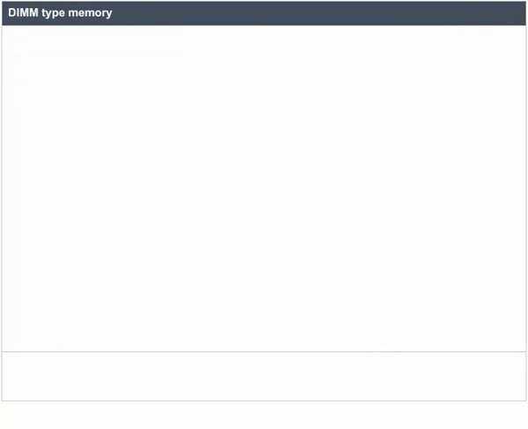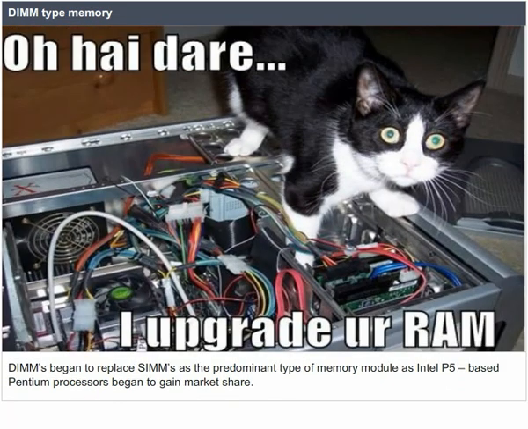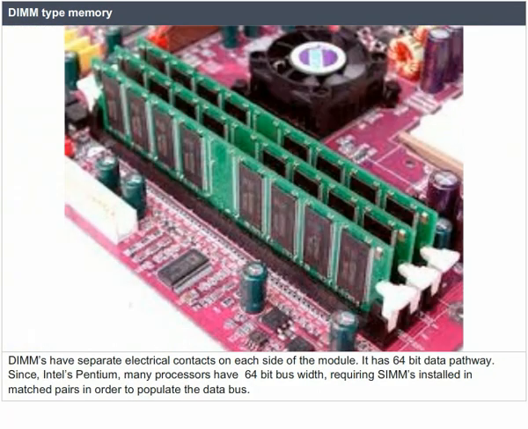DIMM type memory. DIMM or Dual Inline Memory Module comprises a series of dynamic random access memory integrated circuits. These modules are mounted on a printed circuit board and are designed for use in personal computers, workstations, and servers. DIMMs began to replace SIMMs as a predominant type of memory module as Intel P5-based Pentium processors began to gain market share. DIMMs have separate electrical contacts on each side of the module. It has a 64-bit data pathway.